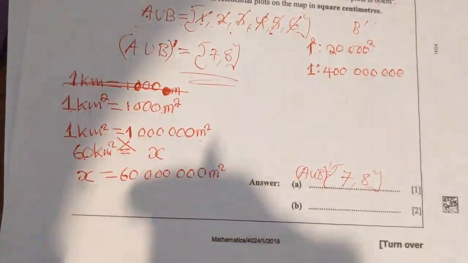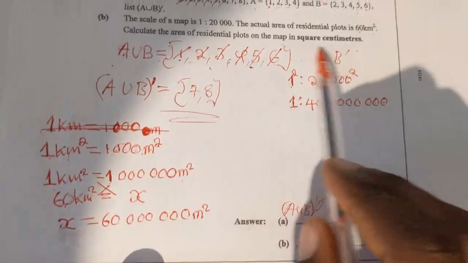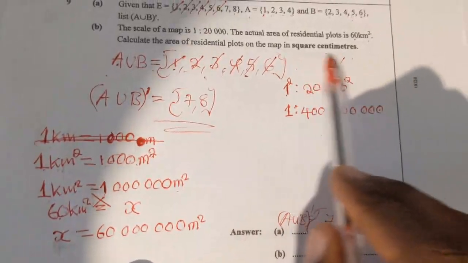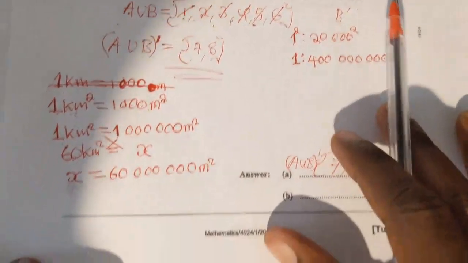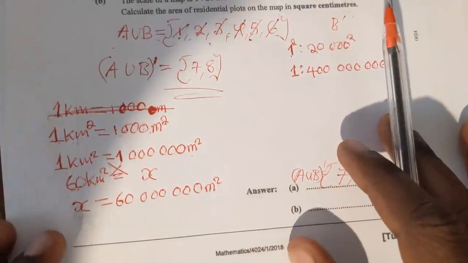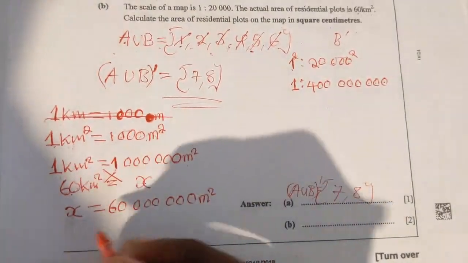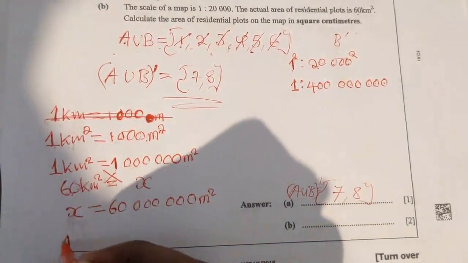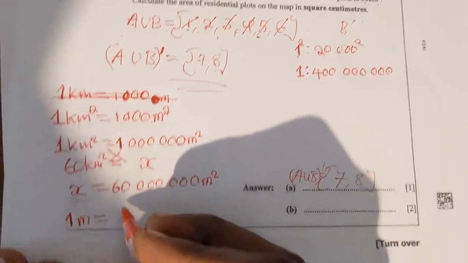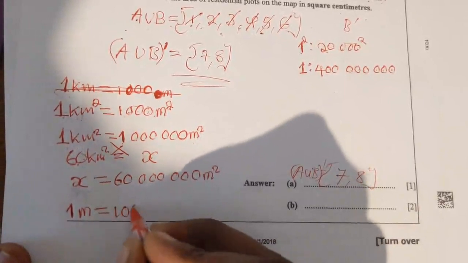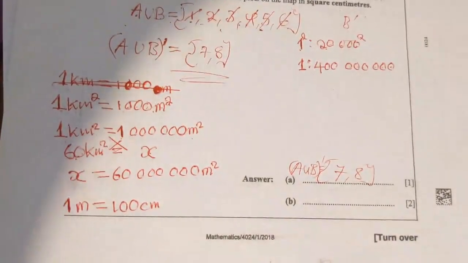So we have converted to meter squared, but you need it in square centimeters. So now you need to convert it to square centimeters. What you need to know is that 1 meter is equal to 100 centimeters.